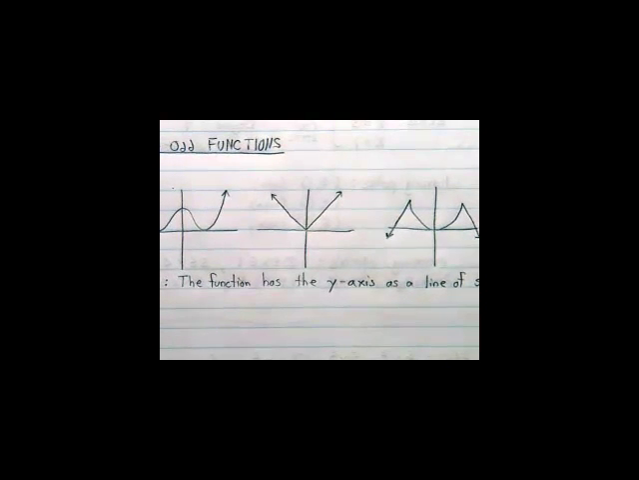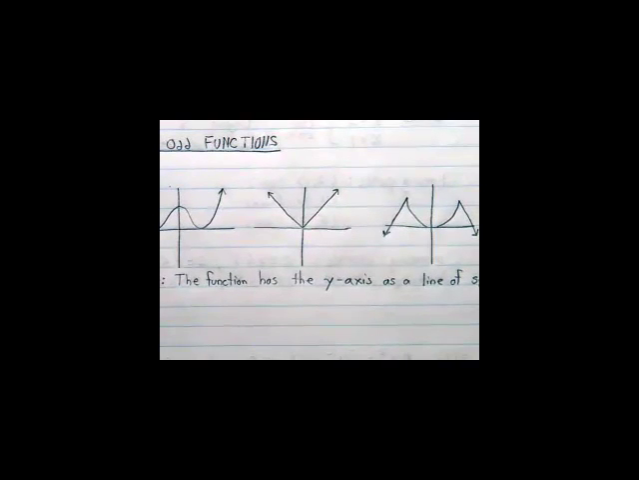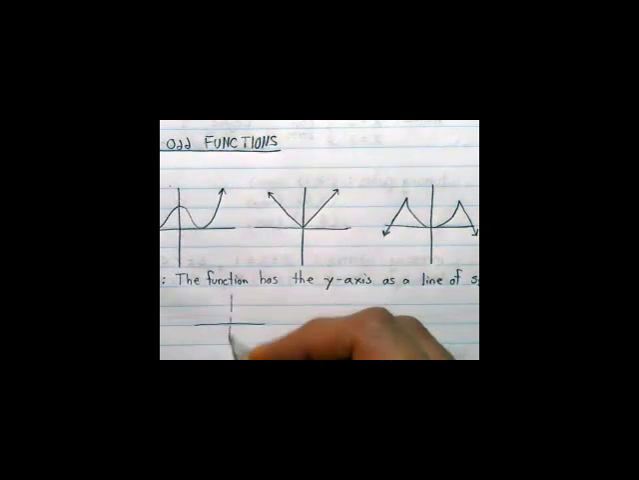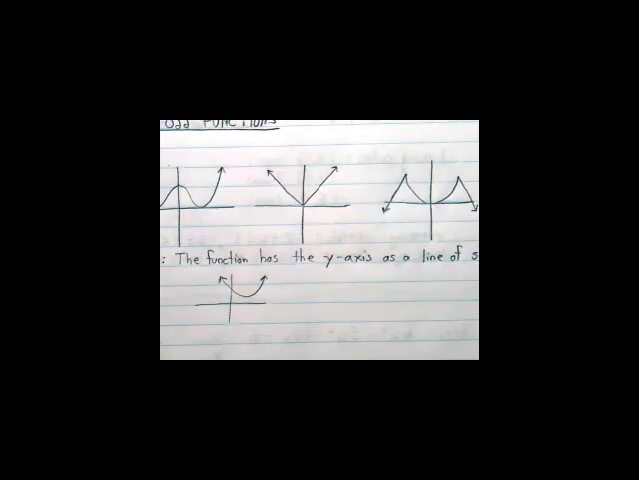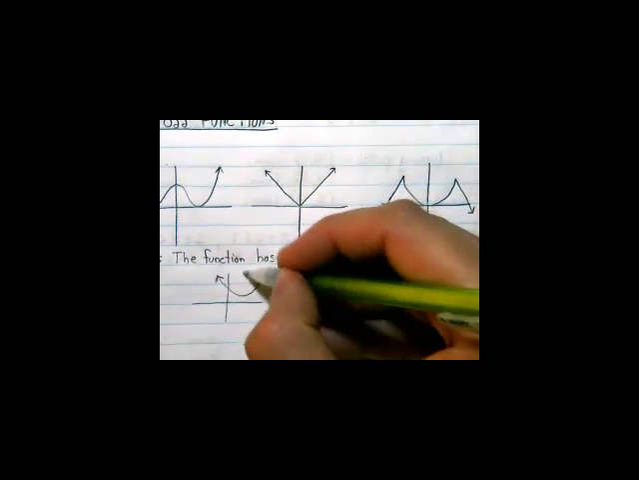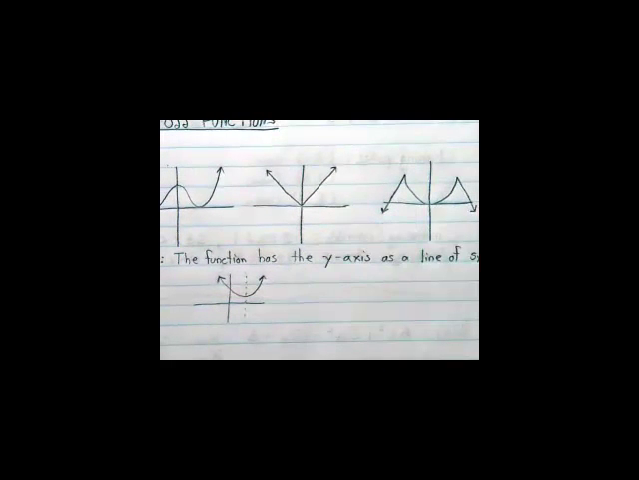Okay, so the function has the y-axis as a line of symmetry. That's important. It has to be the y-axis too. It can't just be some other random spot. So, for example, that little guy, that's a parabola, and it has a line of symmetry that I could make right here, but it's not the y-axis, so that's not an even function. You guys see the difference?